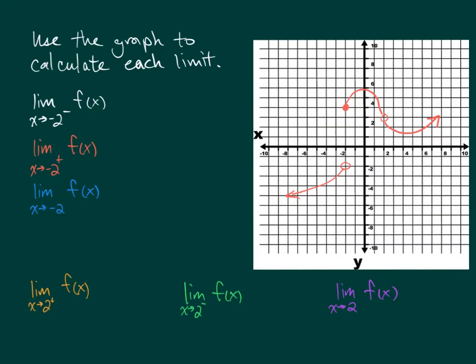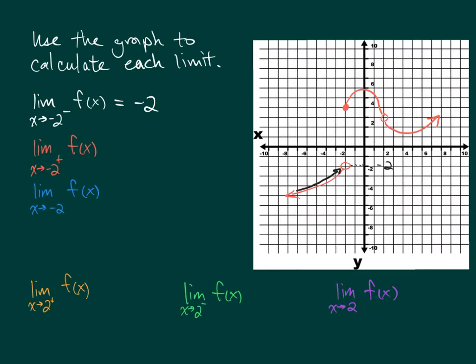Use the graph to calculate each limit. The first limit is the limit as x approaches -2 from the left of f of x. f of x is graphed here at the right. So as we are traveling along from the left side of -2, it looks like the y values are approaching -2. So the limit as x approaches -2 from the left is -2.